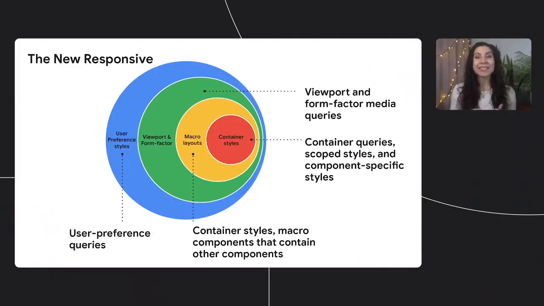This means we can now design macro layouts using page-based media queries, including screen spanning nuances, along with micro layouts using container queries on our components, along with user preference-based media queries to customize user experiences based on their unique preferences and needs. This is the new responsive. It's combining macro layout with micro layout, and on top of all of that, it's taking user customization and form factor into account.